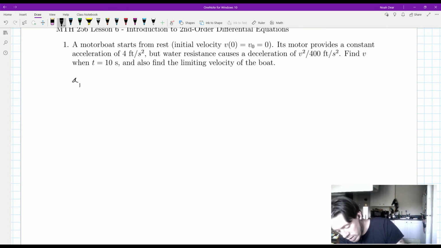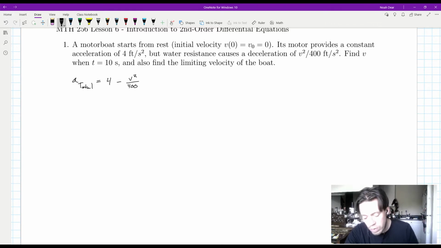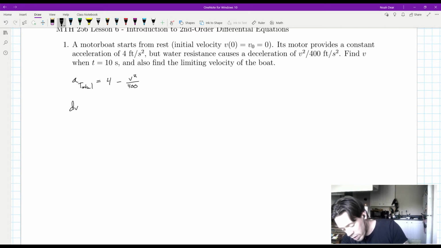So our total acceleration equals a positive 4 from its motor, and then a minus v squared divided by 400 feet per second squared due to the water resistance. And so we want to take this and rewrite the acceleration as the derivative of velocity with respect to time, so that everything is in terms of velocity here.